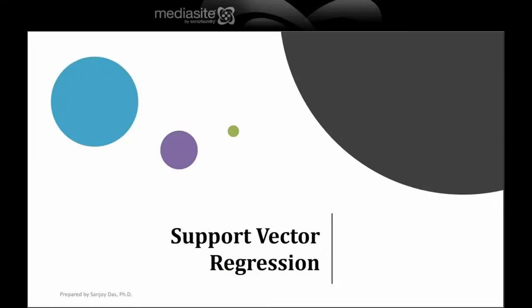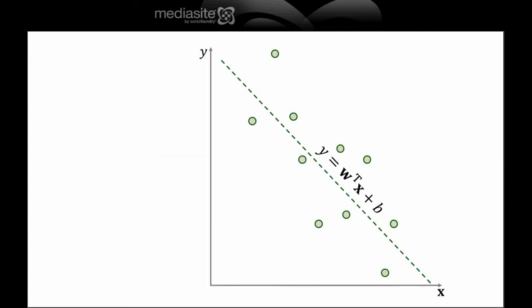This lecture will be about support vector regression. We have a set of points which are shown by these green circles, and this is the x-axis, this is the y-axis. So every point, the x-coordinate is the argument, and the y-coordinate is a function of the argument, which in this case is a straight line actually.